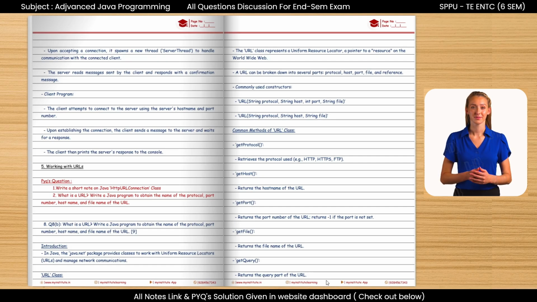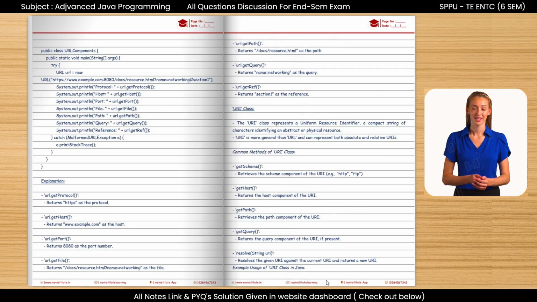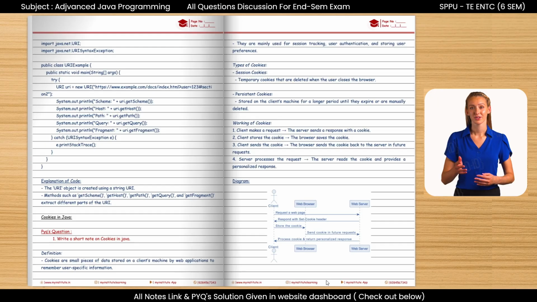Now let's move on to our next topic, which is cookies in Java. From this topic, we can expect the question like, write a short note on cookies in Java. Cookies are small pieces of data stored on a client's computer by a web application. They help track user sessions and preferences, allowing personalized web experiences.